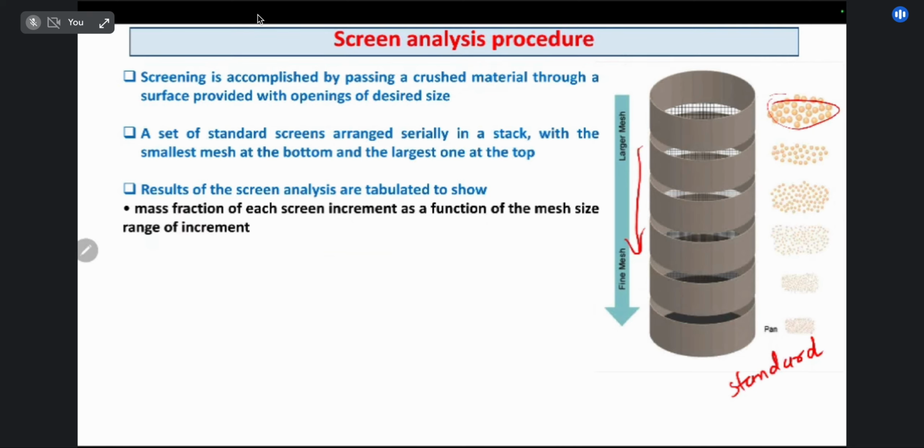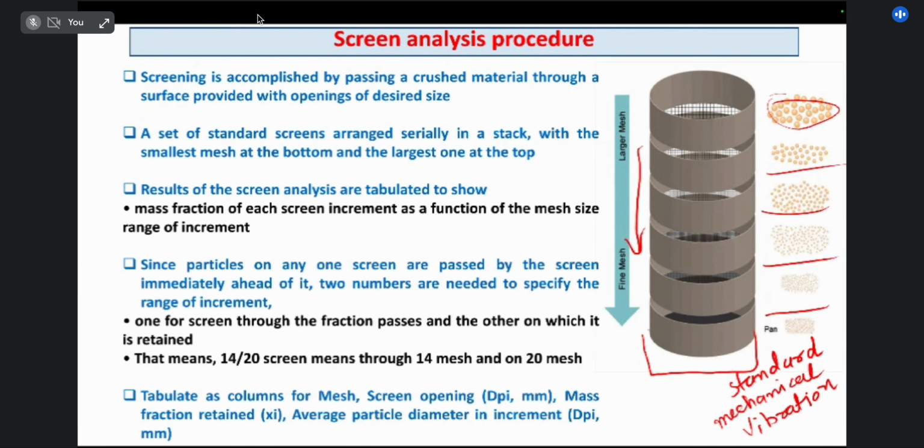Now, how do we do this? We put the stack onto a mechanical vibrating machine, or a mechanical vibrating motor kind of assembly, and then at the end we get different material on each screen. Then we need to do the analysis, and the analysis can be done in tabulated form.